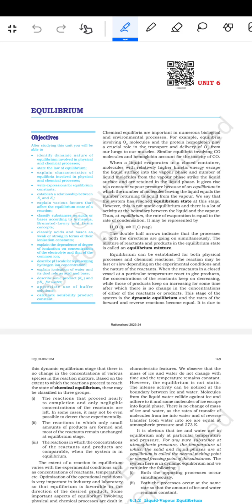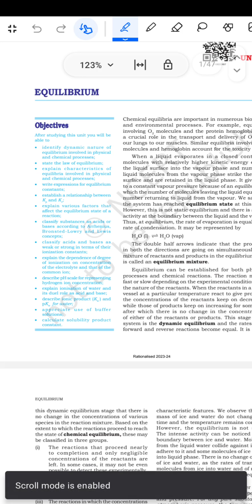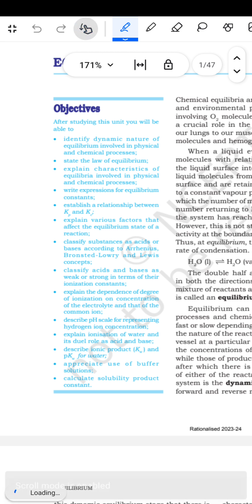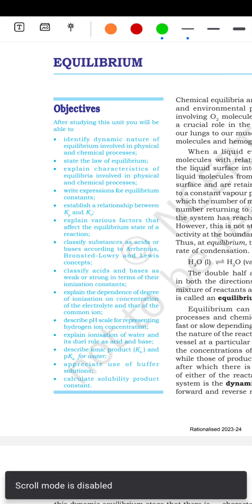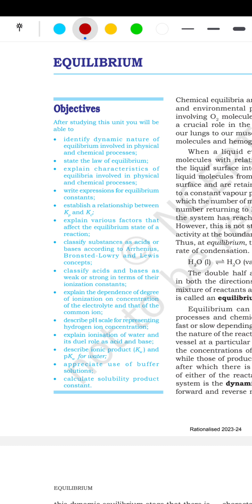ये है इक्विलिब्रियम, जिसमें सिर्फ हम केमिकल इक्विलिब्रियम वाला पार्ट ही देख रहे हैं यहाँ पर अभी। तो इसमें देखेंगे कि आफ्टर स्टडिंग दिस यूनिट, identify the dynamic nature of the equilibrium involved in the physical and the chemical processes.